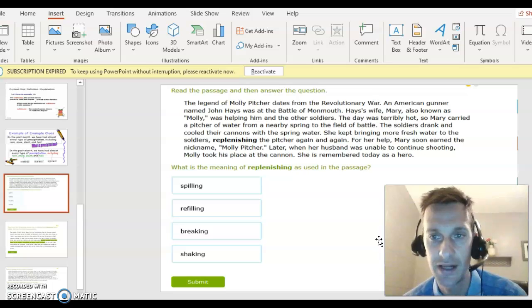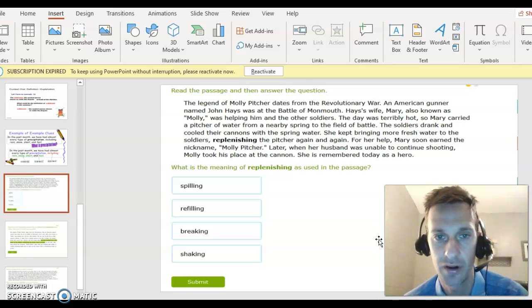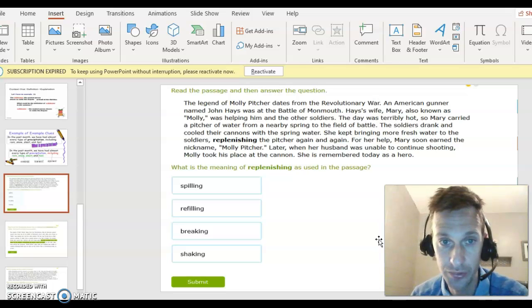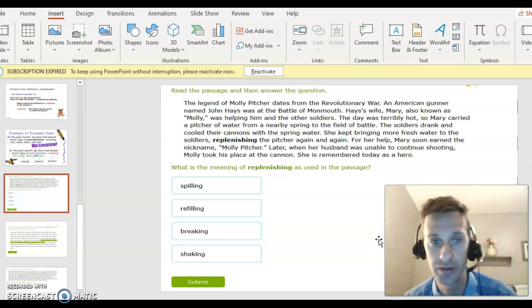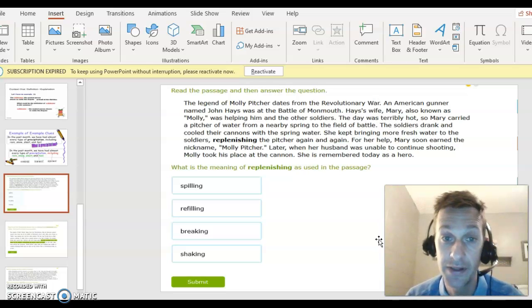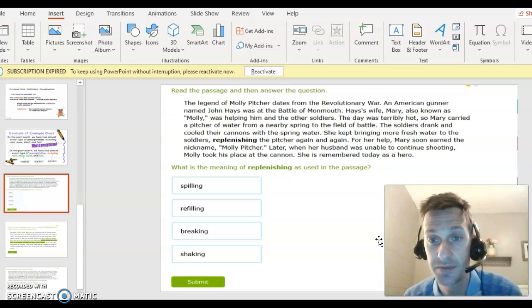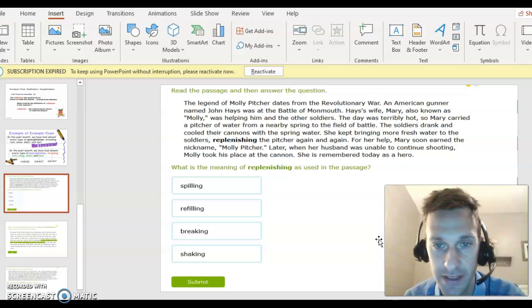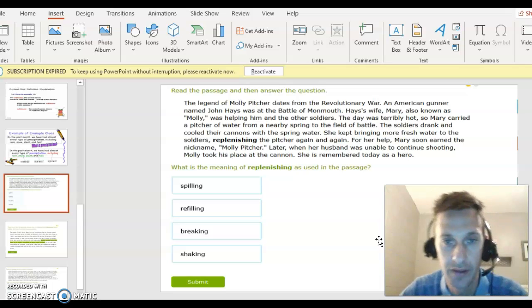That day was terribly hot, so Mary carried a pitcher of water from a nearby spring to the field of battle. Soldiers drank and cooled their cannons with the spring water. She kept bringing more fresh water to the soldiers, replenishing the pitcher again and again. For her help, Mary soon earned the nickname Molly Pitcher. Later, when her husband was unable to continue shooting, Molly took his place at the cannon. She's remembered today as a hero.